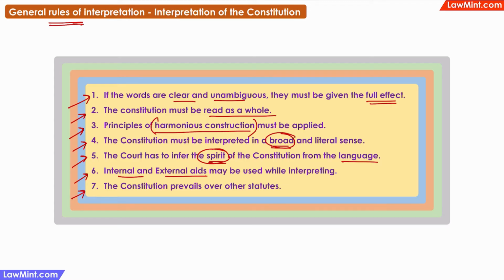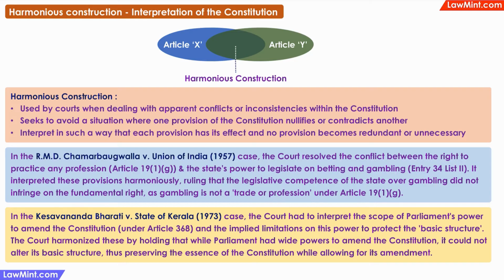And the seventh rule is that the Constitution prevails over all other statutes, which means that the Constitution is the supreme law of the country and all other statutes and laws must adhere to the framework and the limits set by the Constitution. We have already discussed harmonious construction previously when discussing the interpretation of statutes.